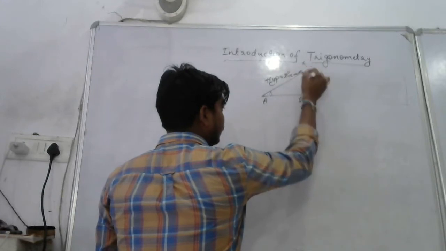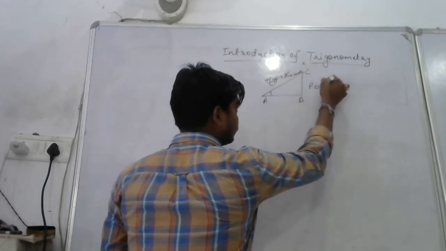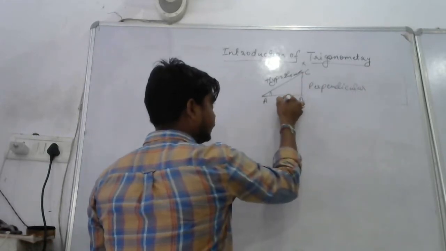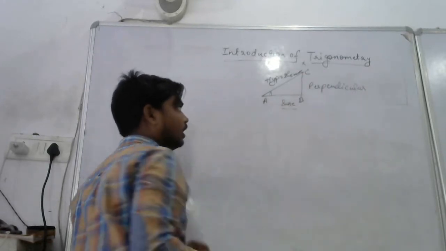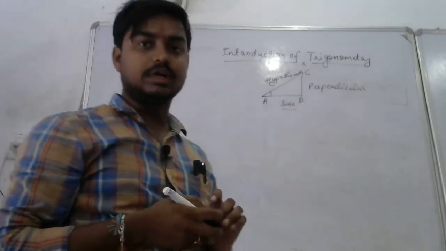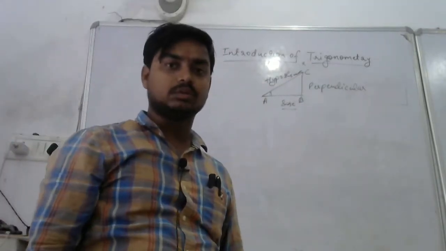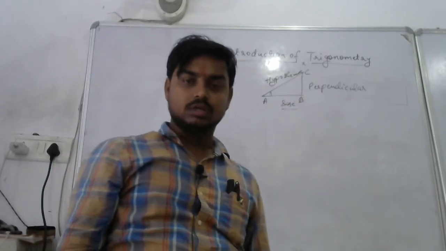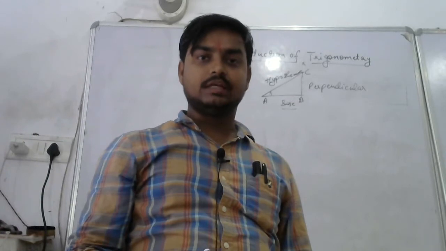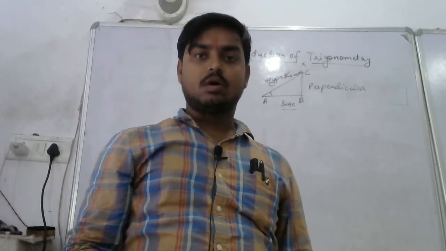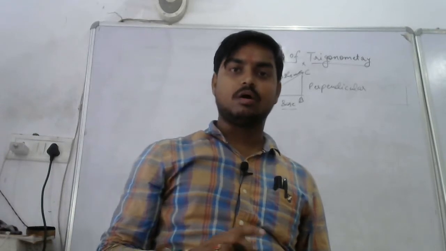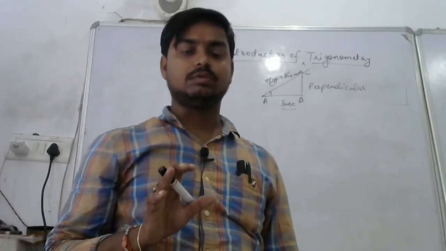hypotenuse, perpendicular, and base. In this chapter, we have to study how to calculate the trigonometric ratios. There are six trigonometric ratios: sine, cos, tan, and cosec which is the opposite of sine, sec the opposite of cos, and cot the opposite of tan. There are six trigonometric ratios we have to calculate.